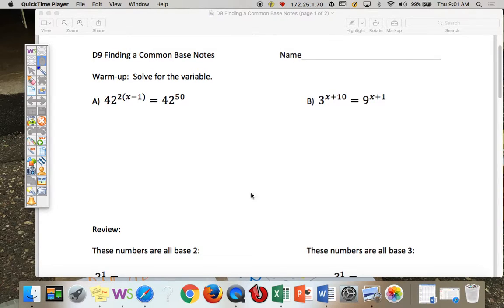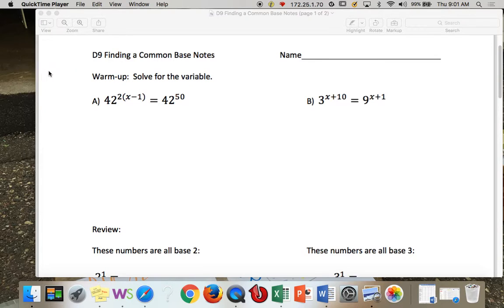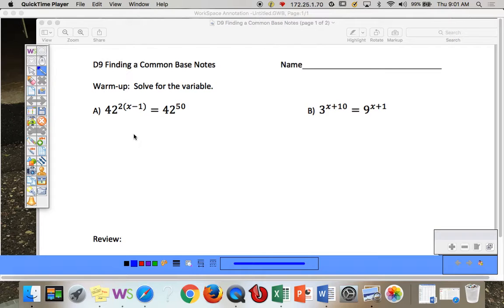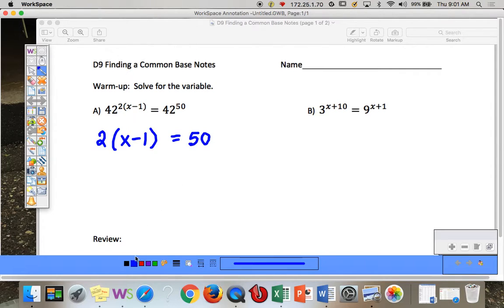Today we're going to review how to find a common base, like we looked at yesterday. We're going to start with the warm-up, solve for the variable. So if you notice, in A, the base is 4^2 for both of them. And if they have the same base, you can ignore the base and look at the exponents. So if we do that, we have 2 times (x minus 1) equals 50, and then we're going to solve.